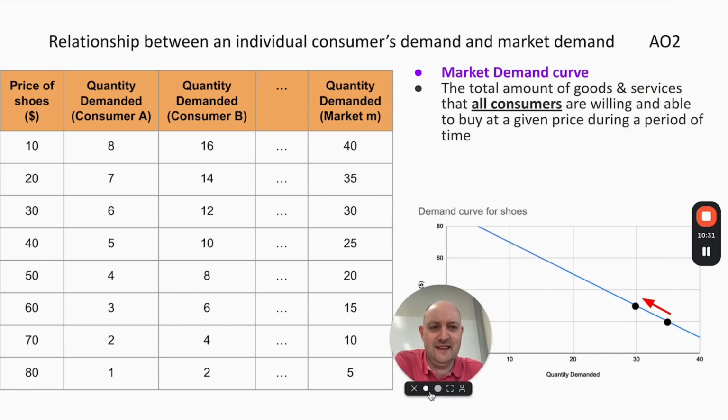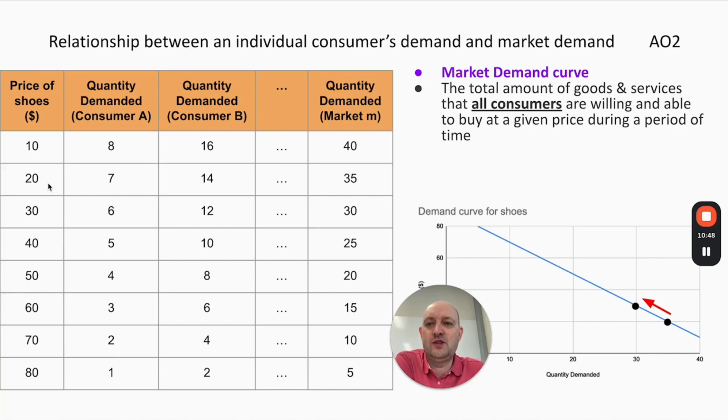The total amount of goods and services that all consumers are willing and able to buy. So we've got consumer A. We then take another consumer, which is consumer B, and this means all of the consumers within the economy.